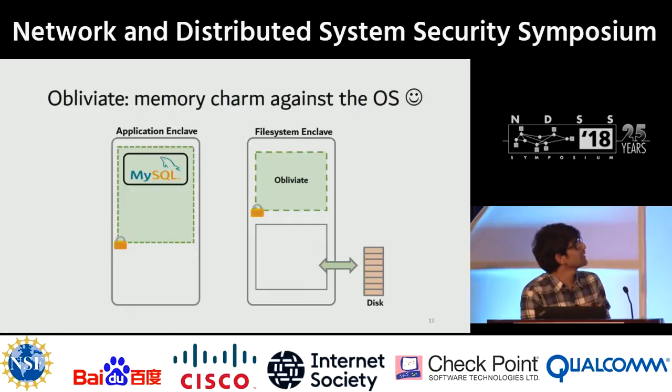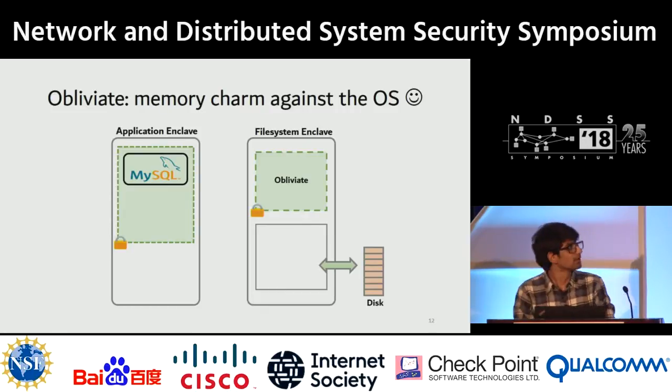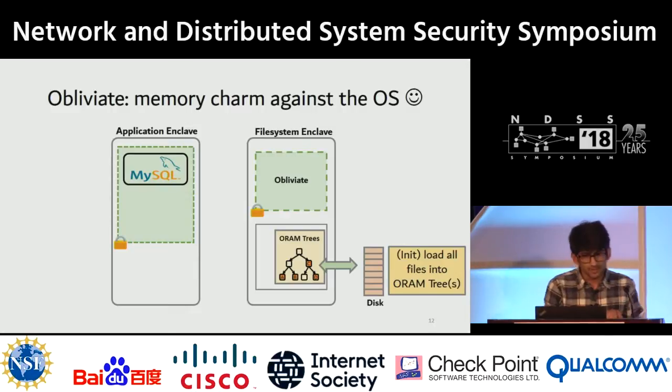In this scenario, we have two different enclaves. The first one is the application enclave on the left, and on the right, you have the file system enclave, which is OBLIVIATE. First of all, I'm going to provide a brief overview of the workflow of OBLIVIATE, and then I'm going to explain each individual component one by one. First, you load all the files into the ORAM, into the OBLIVIATE file system enclave, but outside; I will explain why.